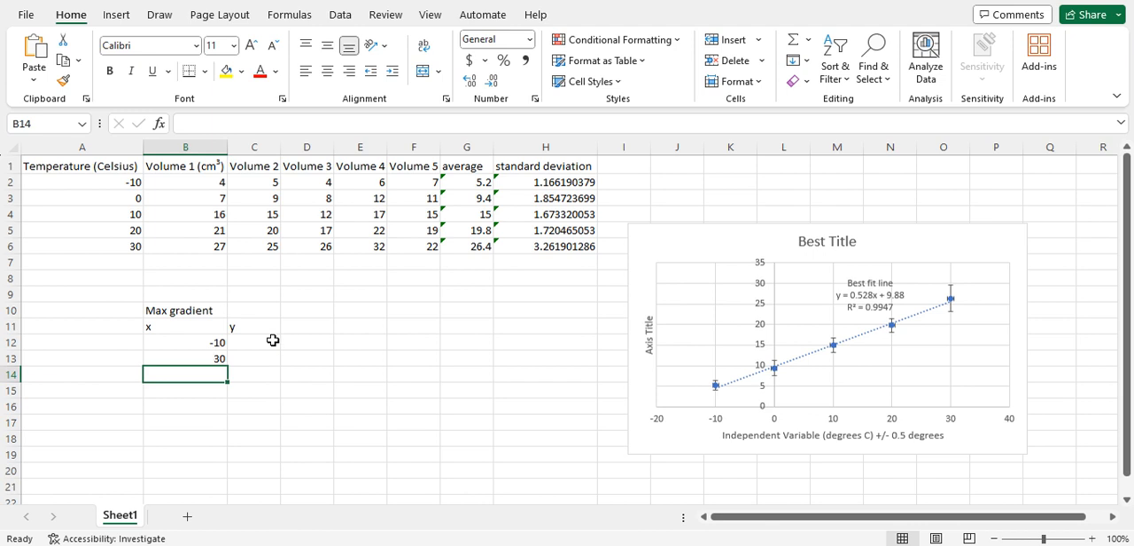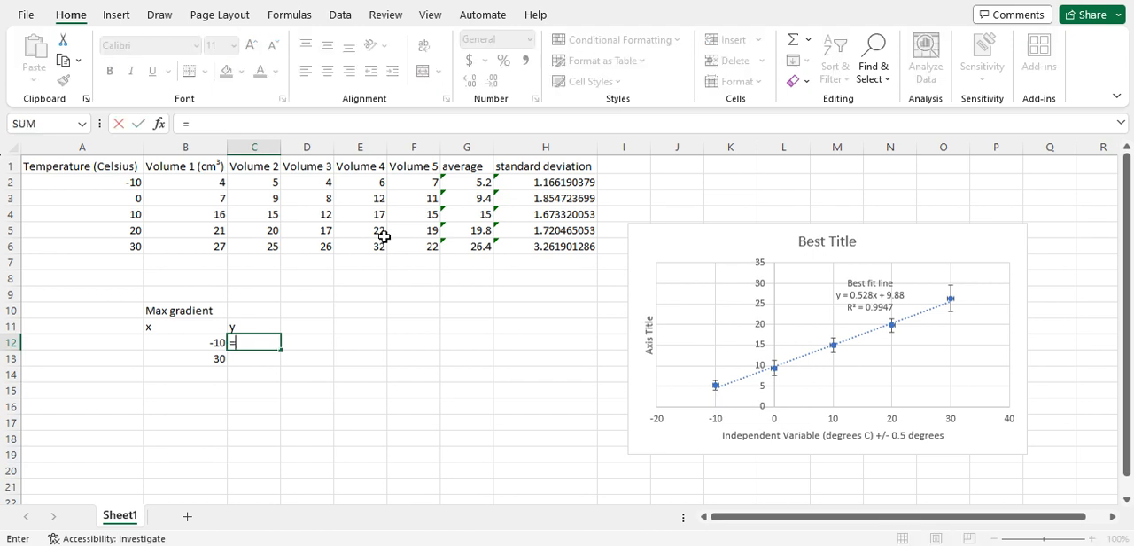Then I'm going to set my y value, and I want to pick the bottom of that error bar and the top of this one. So at the negative 10, I want the bottom. How do I get that point? Well, I know that the bottom of that error bar is my average value at that point. So I'll put equals, and I'll click on the first average that corresponds to the negative 10 degrees. And I want to subtract the standard deviation. So I'll hit minus, and then I'll click on the standard deviation, and then I'll hit enter.